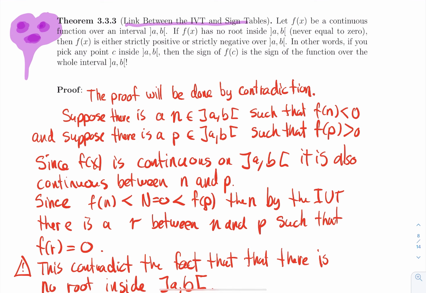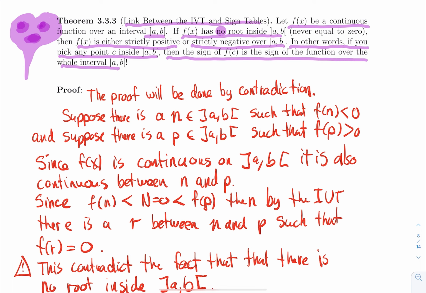Anyways, so let me read the statement. Let f of x be a function that is continuous over an open interval ab. If f of x has no root inside ab, so if f of x is never equal to 0, then either f of x is always strictly positive, or always strictly negative. In other words, if you pick any point in between a and b and you compute the output at that point, then the sign of the output is the sign of the whole interval. And we've been using this a lot already.